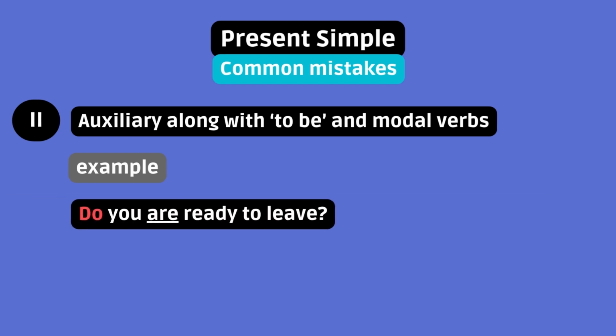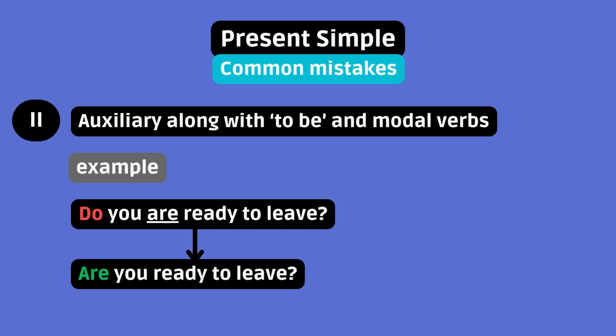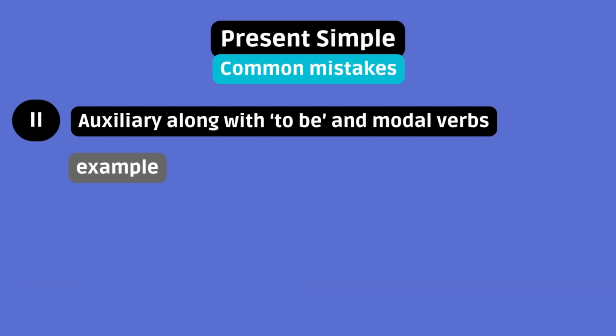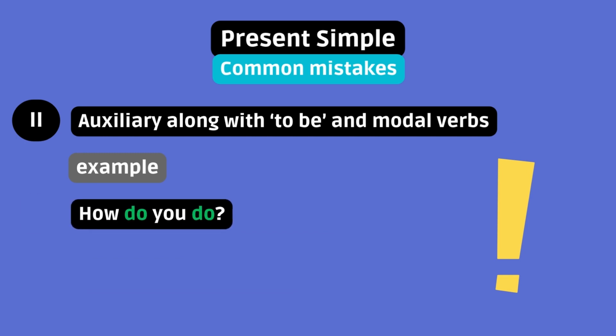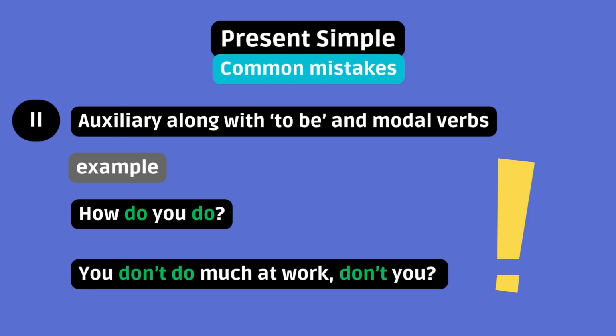Do you are ready to leave? Should be, are you ready to leave? By the way, yes, the verb to do is its own auxiliary, so these sentences are totally correct. How do you do? You don't do much at work, don't you?